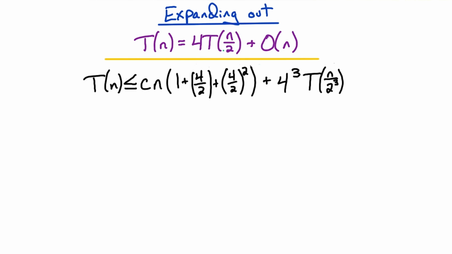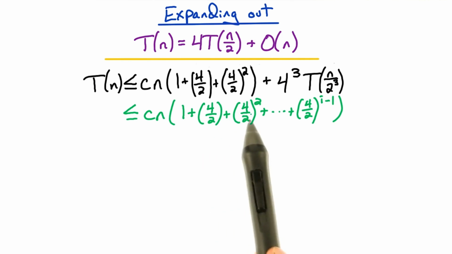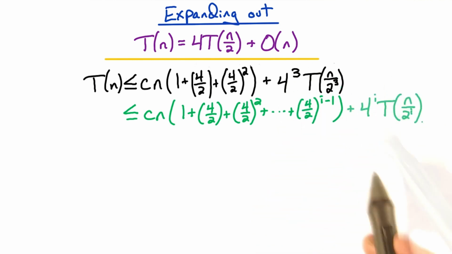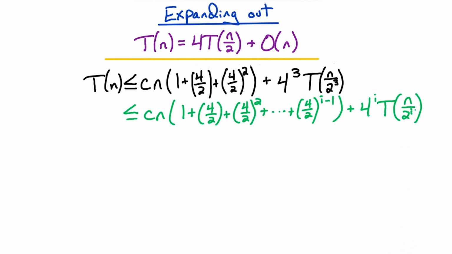So now suppose instead of substituting in 2 times, we did it i times. Well, to be precise, let's suppose we substitute in i minus 1 times. So this geometric series becomes 1 plus 4 halves squared, and so on, up to 4 halves to the i minus 1. And this last term becomes 4 to the i times T of n over 2 to the i. Now when do we stop? What i do we stop at?